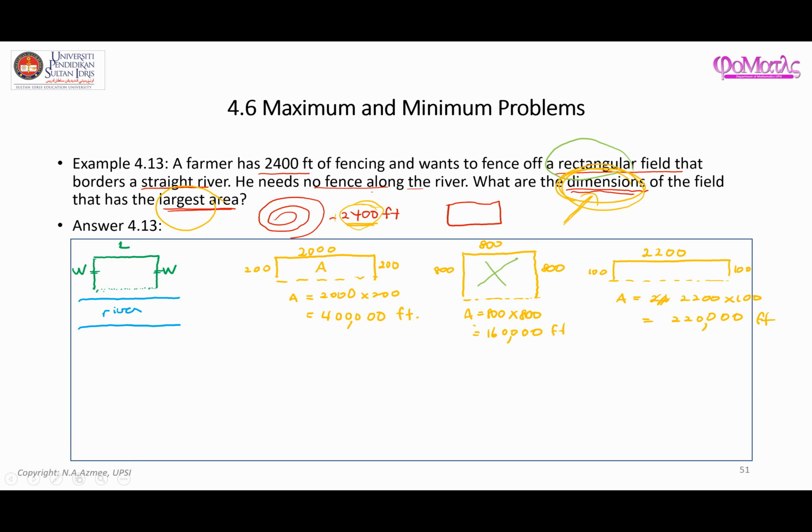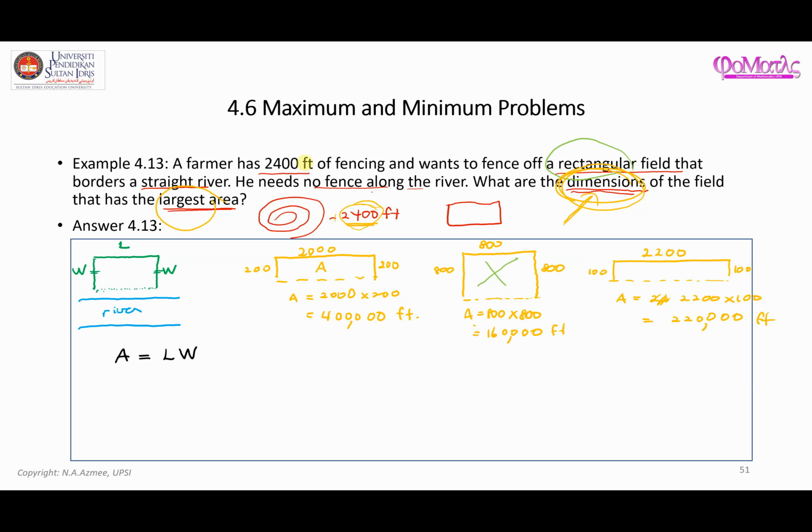Now we all know that if you have a rectangular area, the area is described by length times width. So you can find the area by multiplying the length and the width. We have a problem here, because L is one unknown and W is another, so we need to have only one unknown variable here.